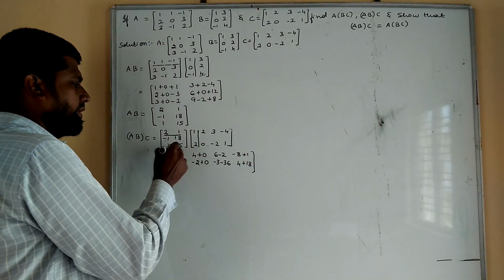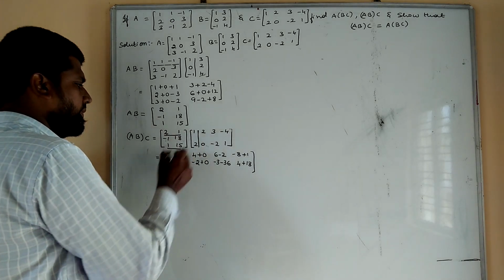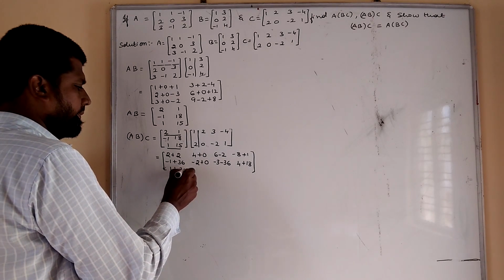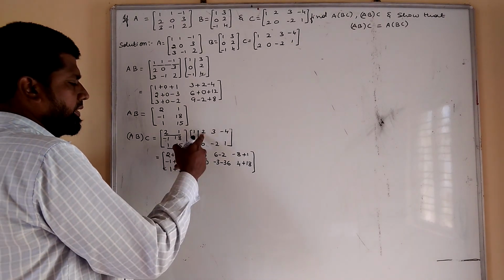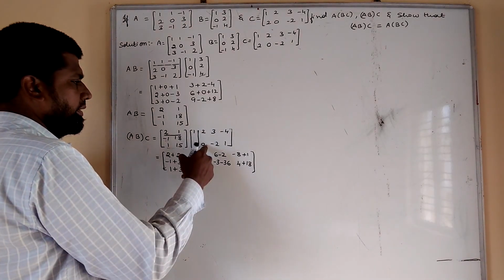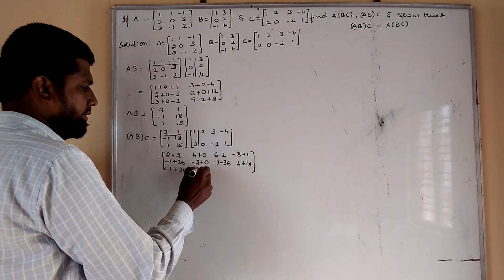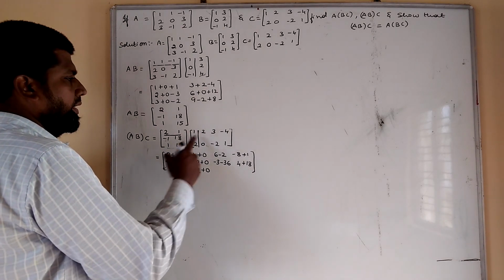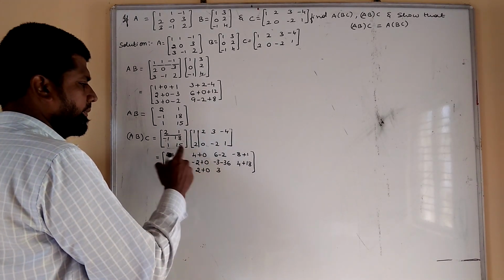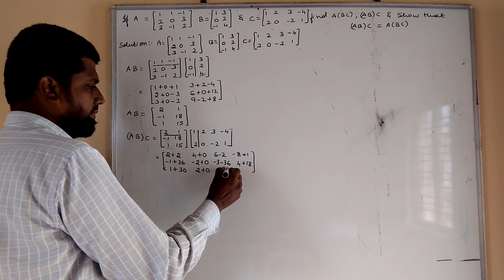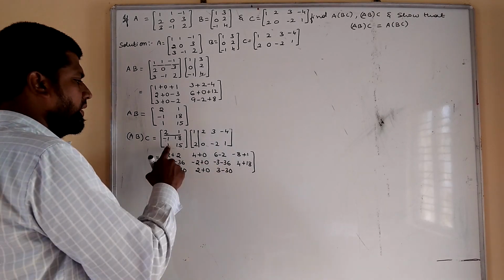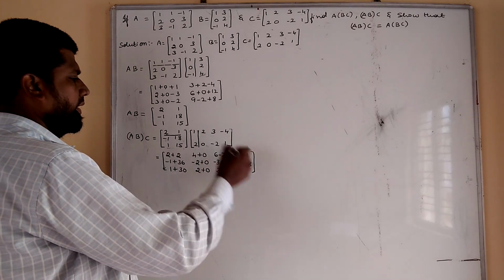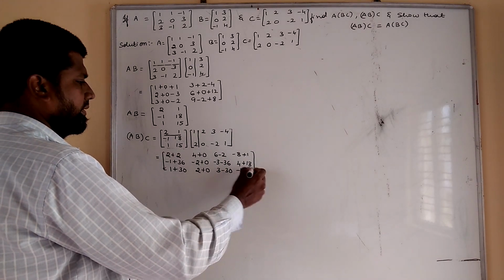So next, third row, first column: 1 into 1 is 1, 15 into 2 is 30. Third row, second column: 1 into 2 is 2, 15 into 0 is 0. 1 into 3 is 3, 15 into minus 2 is minus 30. 1 into minus 4 is minus 4, 15 into 1 is 15.